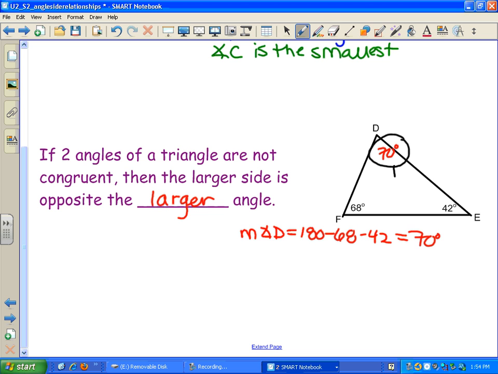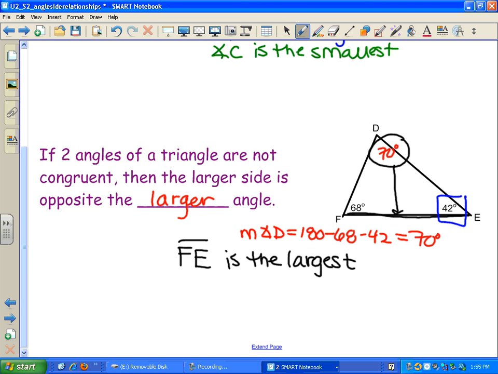So if angle D is the largest angle, then this side, FE, is the largest side. So FE is the largest. And if I look at the smallest angle, my smallest angle right here is 42 degrees, and the side opposite of that is DF, which makes side DF the smallest side. So there you go. That's how we deal with angle and side relationships of triangles. Let's go ahead and take a look at a sample problem.